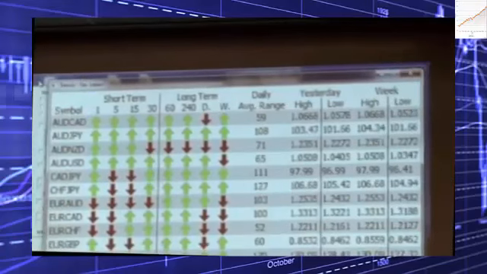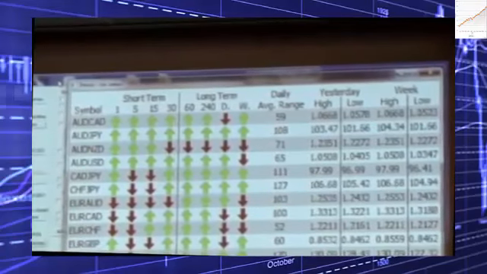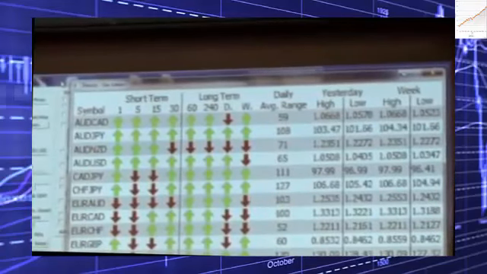These are the different pairs, currency pairs. And what you see is an arrow. And it's a trend chart, or basically we call it the trends window.